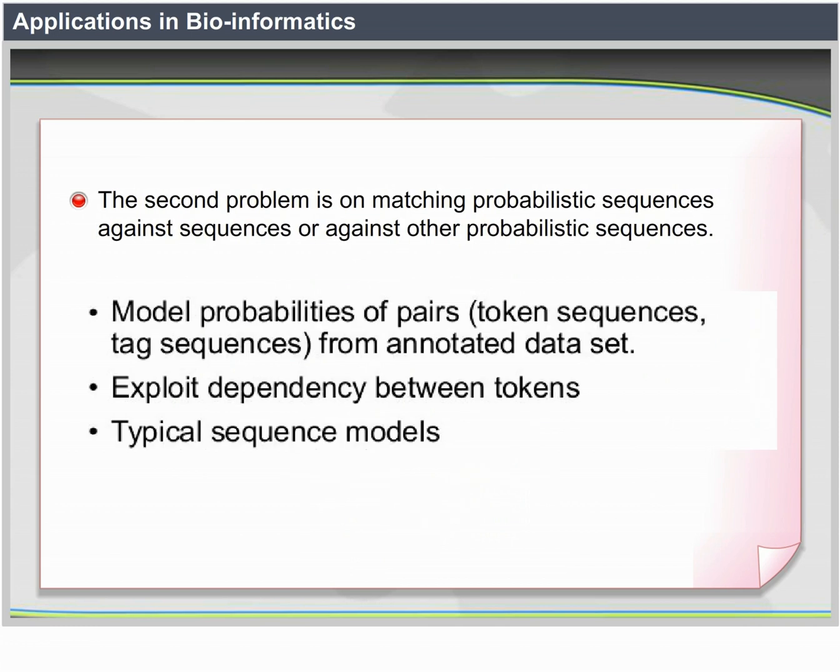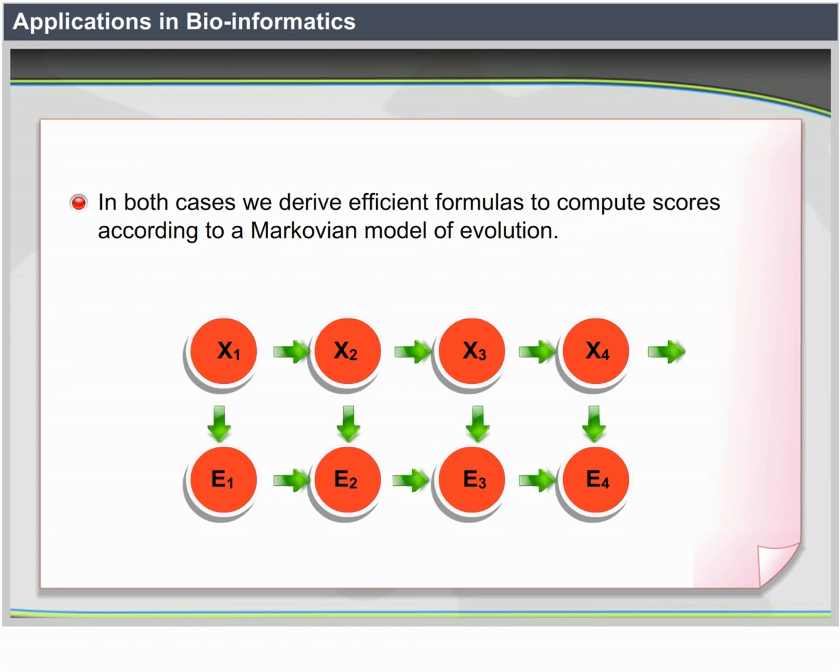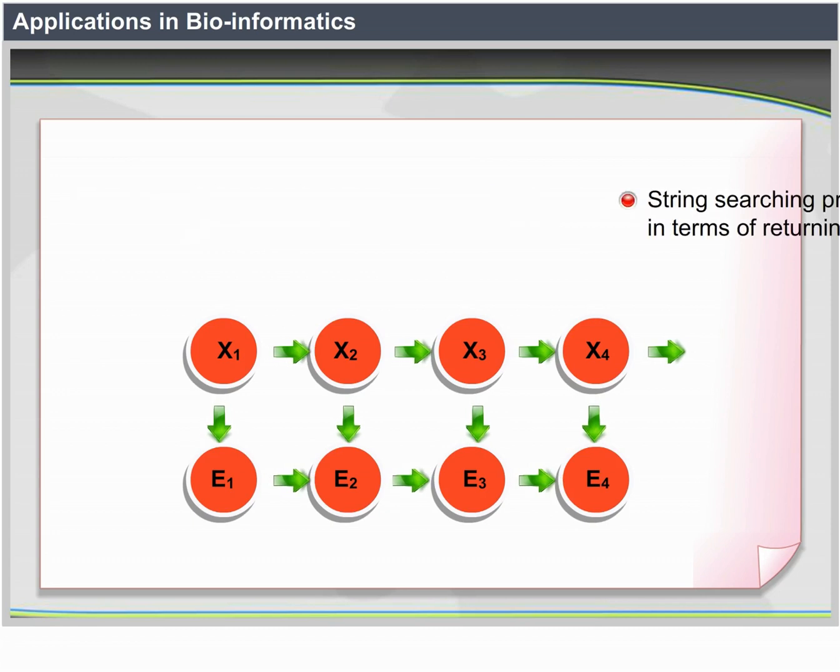The second problem is on matching probabilistic sequences against sequences or against other probabilistic sequences. In both cases, we derive efficient formulas to compute scores according to a Markovian model of evolution.